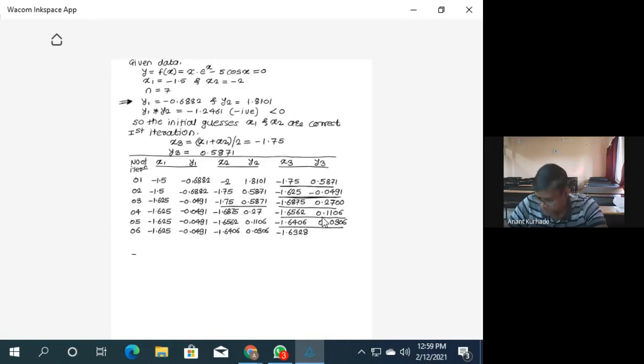This is important. Plus or minus? y3 after 6 iterations, y3 maybe minus 0.0092. Is it? Please cross check. After 6 iterations, what will be the value of y3? x3 is correct. What is y3?